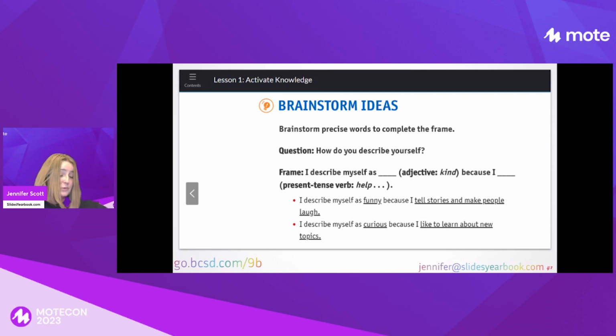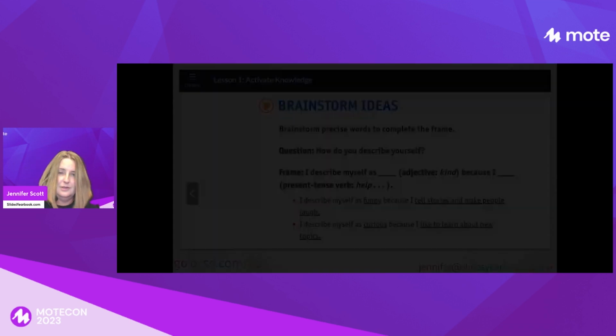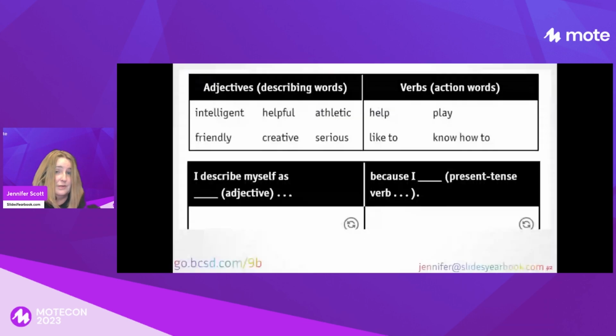My students who've been in the United States for maybe they just arrived or in the past year, they're focusing on the first part: I describe myself as, and put an adjective. My students who've been here longer, I challenged them and said, I want you to not only name the adjective, I want you to give more description by adding a verb. And we had a word bank, yay. We have a sentence frame, yay.